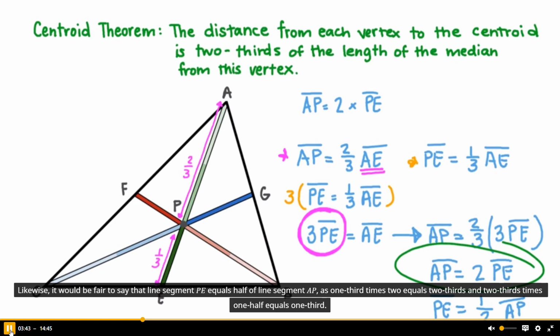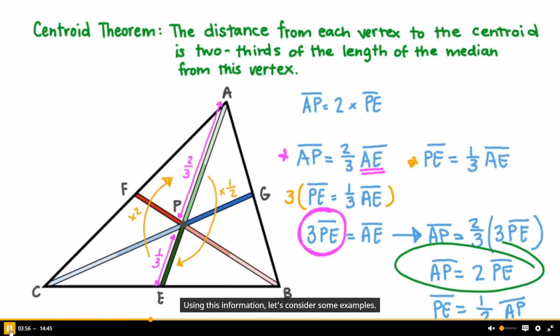Likewise, if we would prefer to say that line segment PE equals half the line segment AP, as 1/3 times 2 equals 2/3, and 2/3 times 1/2 equals 1/3. Using this information, let's consider some examples.